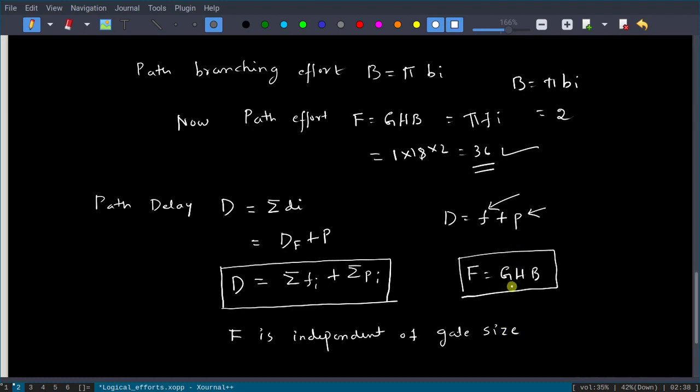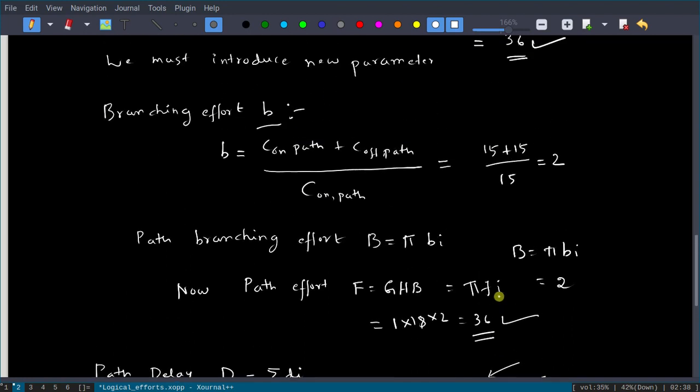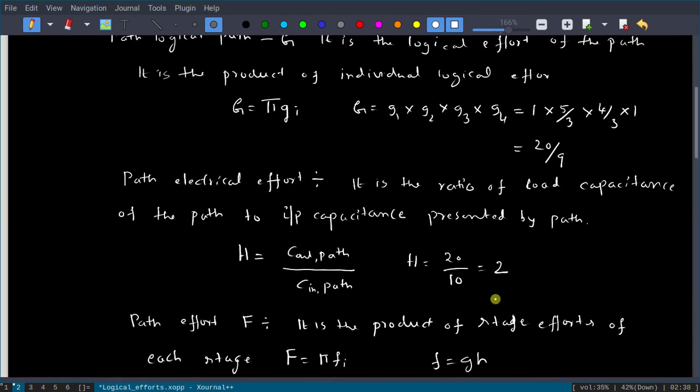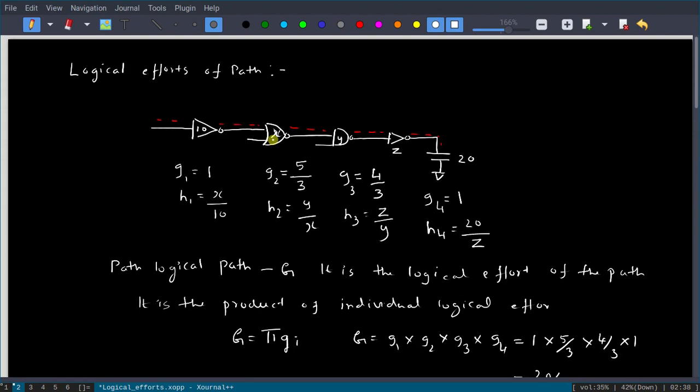Without knowing the gate size, you can calculate G, H, B, or F, the path effort. What is the meaning of this? For example, in the first problem we considered above, we never mentioned the intermediate gate sizes. So even if you do not know the gate size or transistor size, you can calculate F by multiplying capital G, capital H and capital B. We need not know the individual gate size to predict the delay. So this becomes very easy.